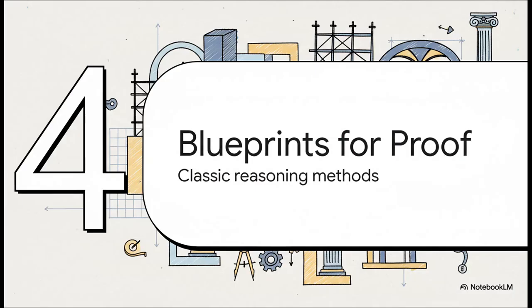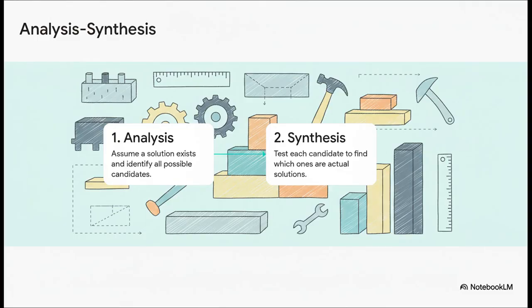So we've got our blocks, we've got our connectors, and we've got our quantifiers. Now, how do we actually assemble them into something that holds up? Well, we use proven methods of reasoning. You can think of them as the architectural blueprints for building a valid argument or a proof. First up is a method called analysis synthesis. This one is great for solving problems.